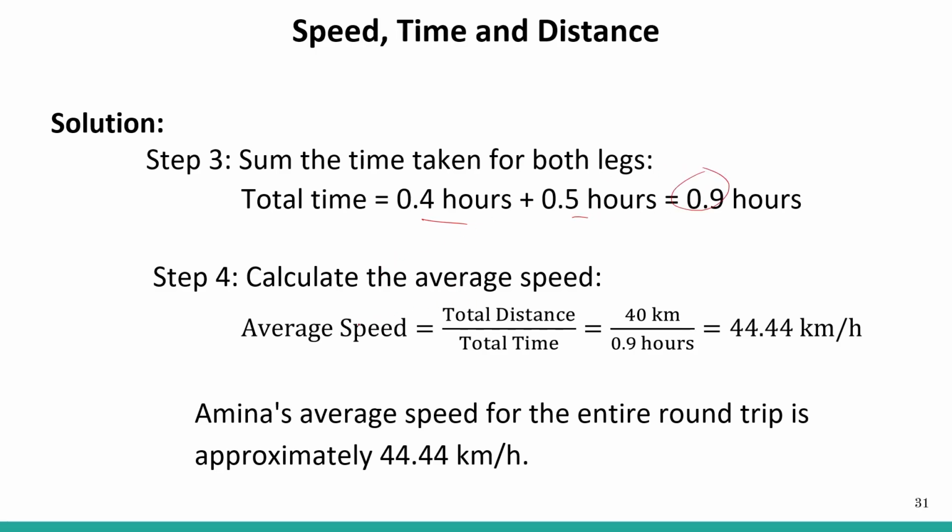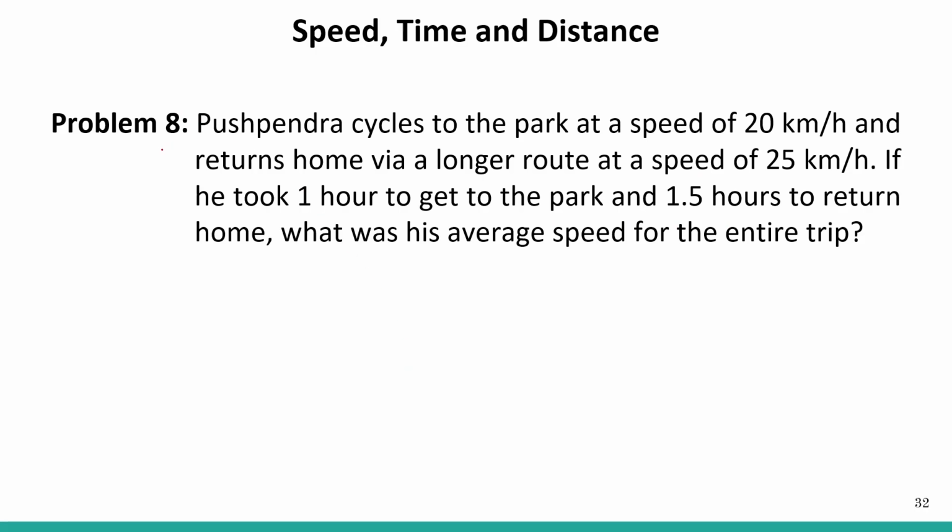So calculating the average speed is equal to what? Total distance by total time. So total distance is 40 and total time is 0.9. So in whole, it will be 44.44 km per hour. So Amina's average speed for the entire round trip is approximately 44.44 km per hour. Let's see problem number 8.